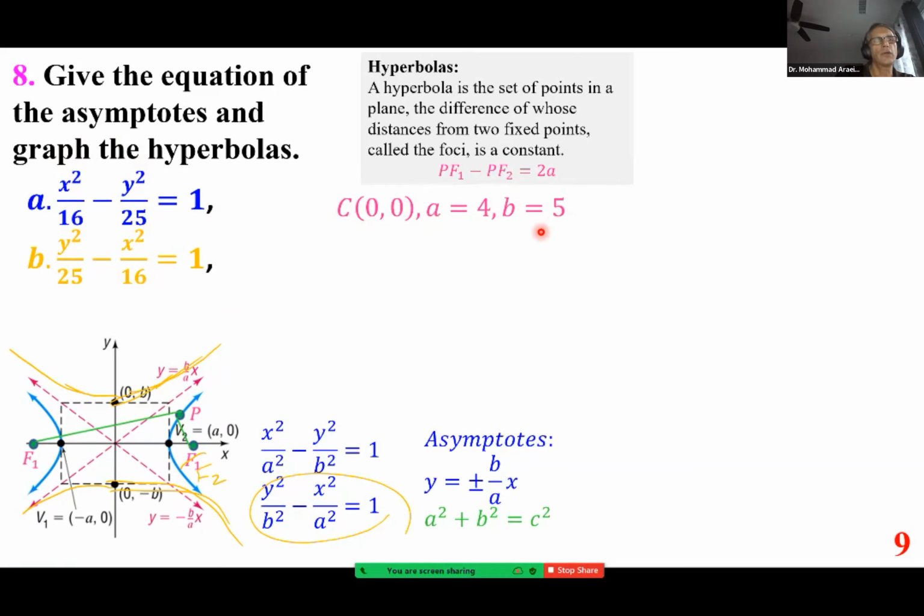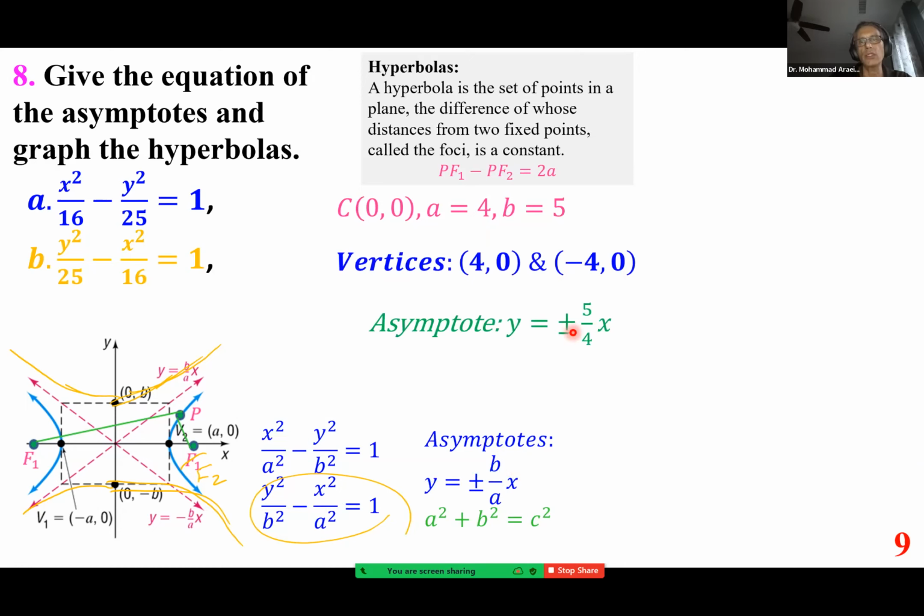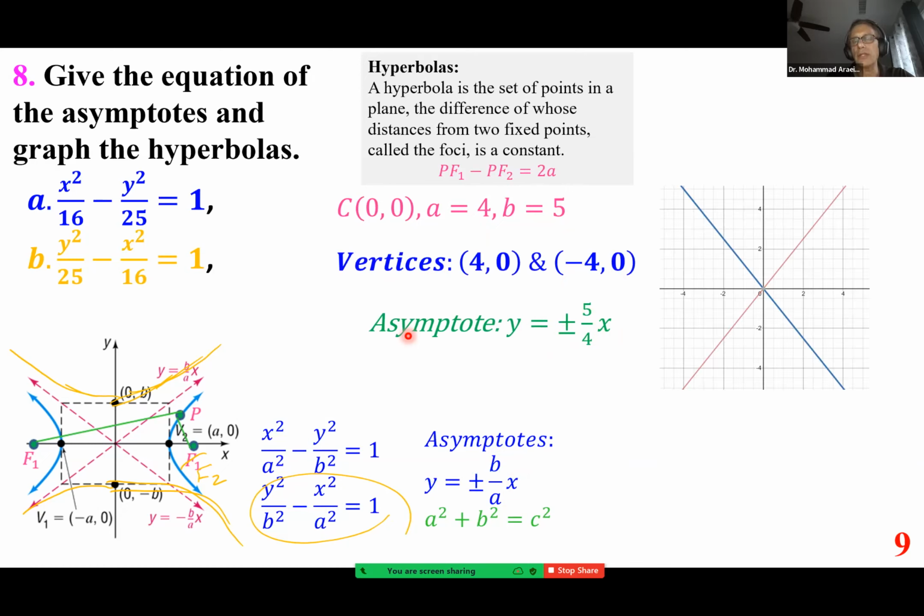Now, for this one, because the x squared has a positive coefficient, then (a, 0) means (4, 0) and (negative 4, 0) would be the vertices. What about the asymptotes? The asymptotes are plus or minus b over a, y equals plus or minus 5 over 4 x. It's the same for both of them. And so we have this.